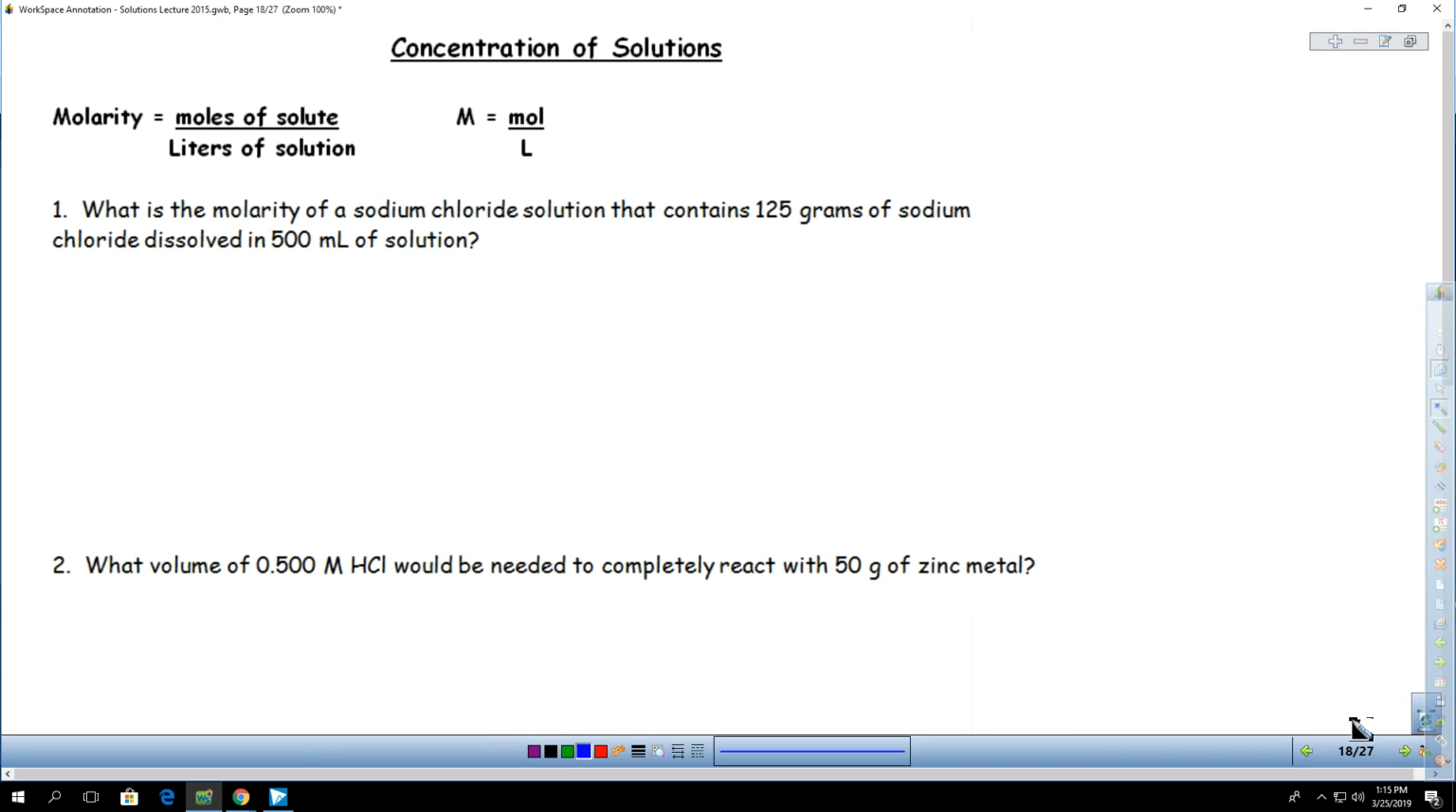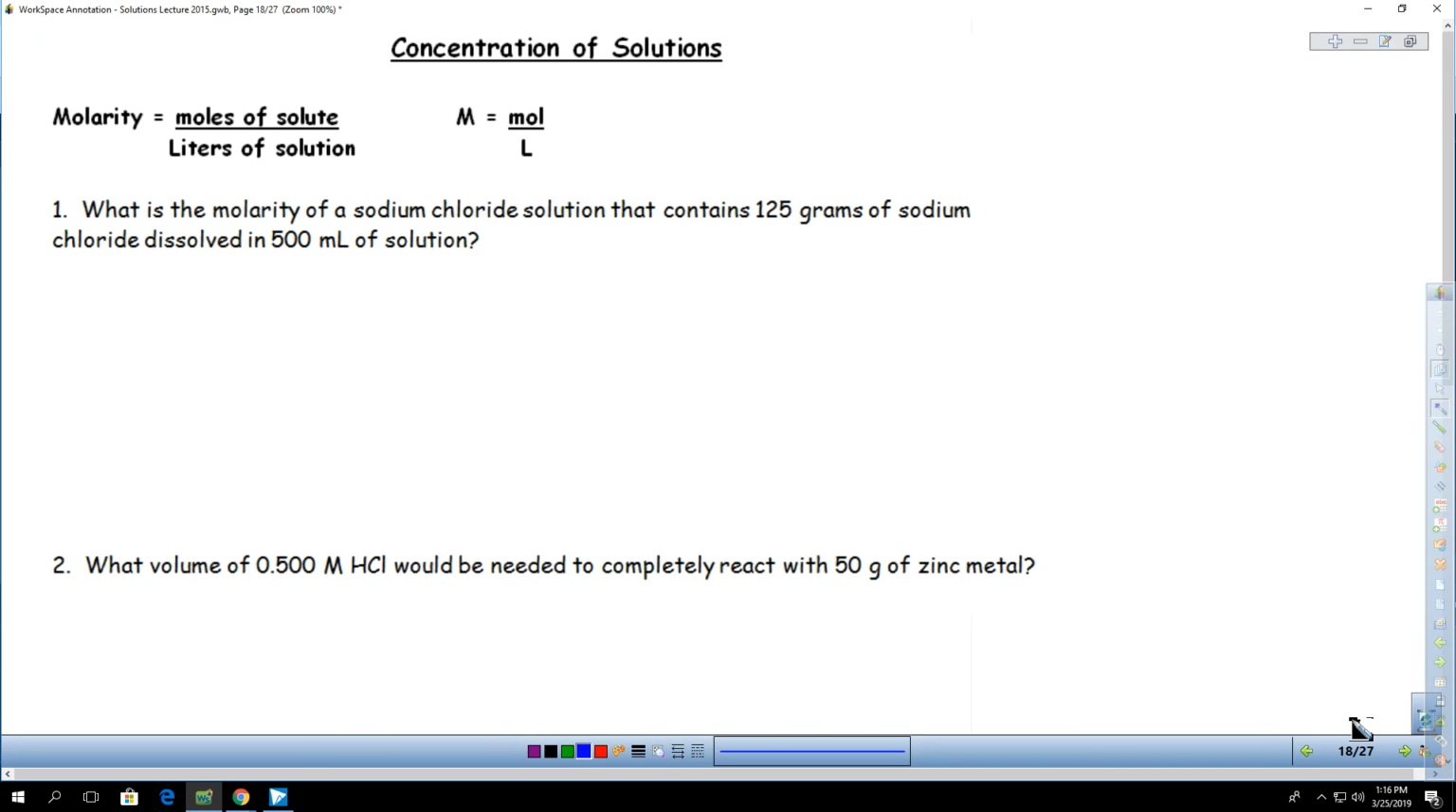So, for example, this first question gives us a sodium chloride solution. Well, I could have a sodium chloride solution with the same concentration as maybe a rubidium chloride solution. And I know that rubidium is a much heavier element than sodium, but I just want the same number of particles in order to get the same concentration. This is not a measure of mass of solution.